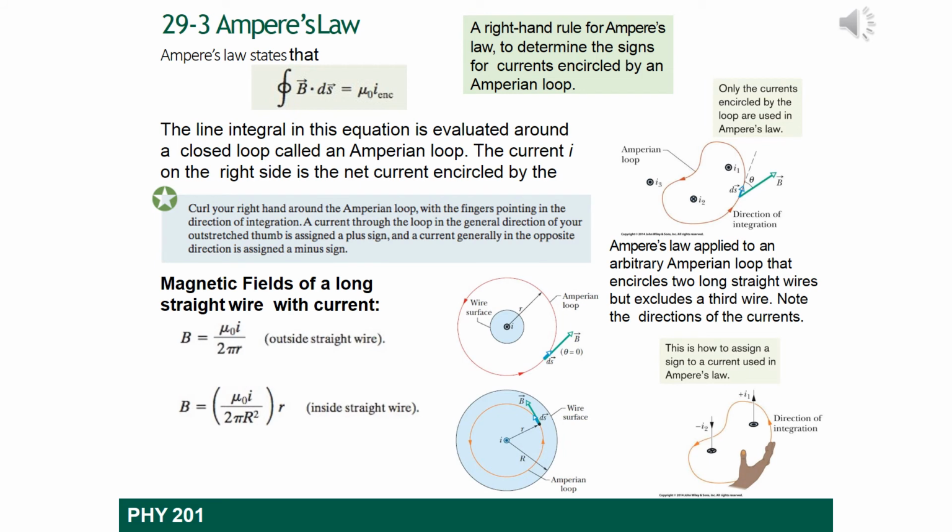Let's apply Ampere's law on a straight wire pointing out of the page. If you use the right hand rule with the curved fingers, you will see that B is rotating counterclockwise.